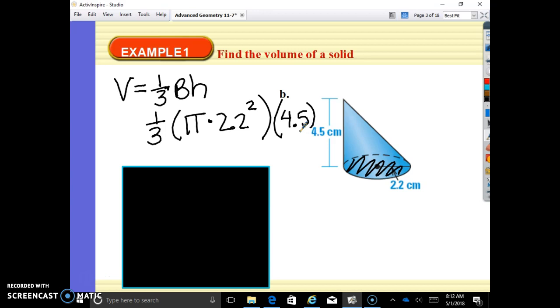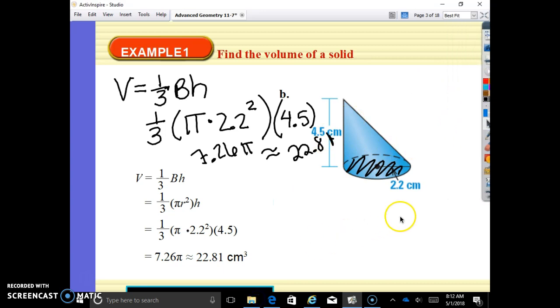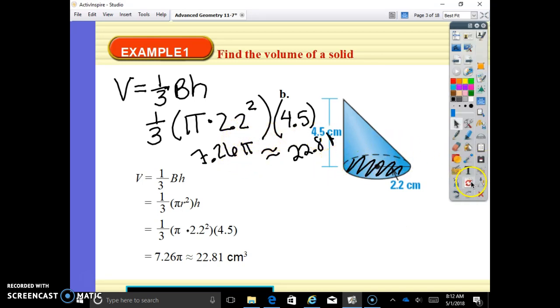2.2 squared times 4.5 divided by 3, and I got 7.26 pi. That's in terms of pi. If they wanted it completely done and estimated, then times pi equals, and this is approximately 22.81. This would be centimeters cubed. Sometimes your answers will be left in terms of pi, so it's good to know how to do that.